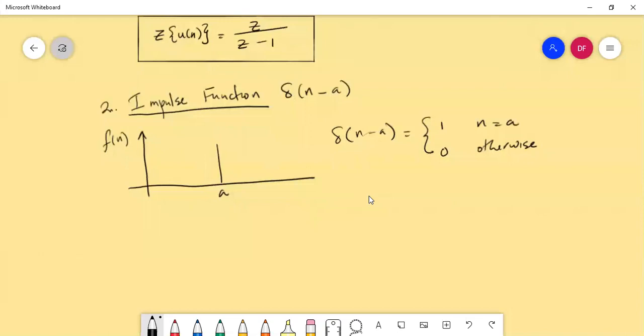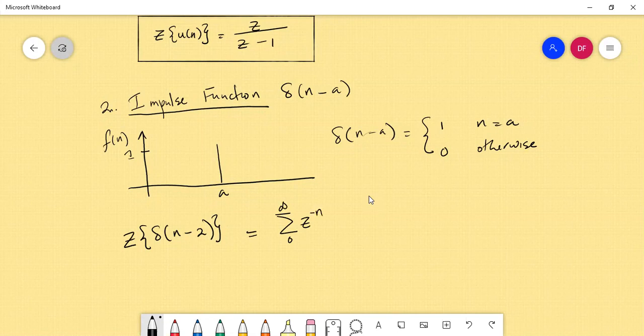To aid our understanding, I'm going to find the Z transform of the impulse function delta of n minus 2. So that is equal to 1 at n equals 2 and 0 otherwise. So we're going from 0 to infinity of z to the minus n times delta of n minus 2.